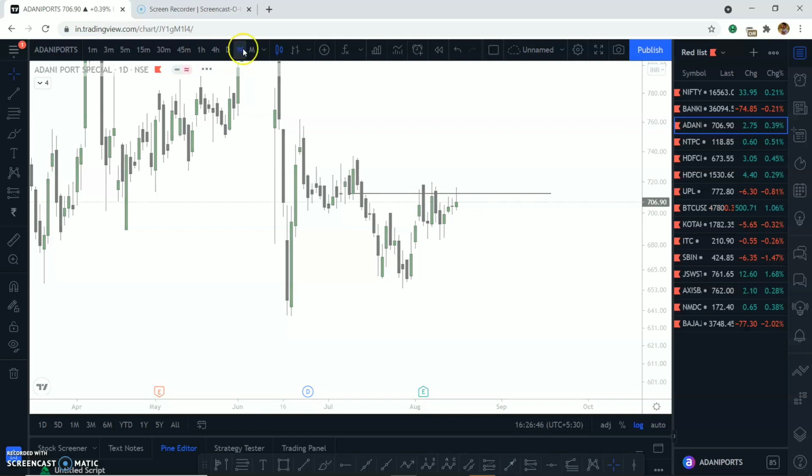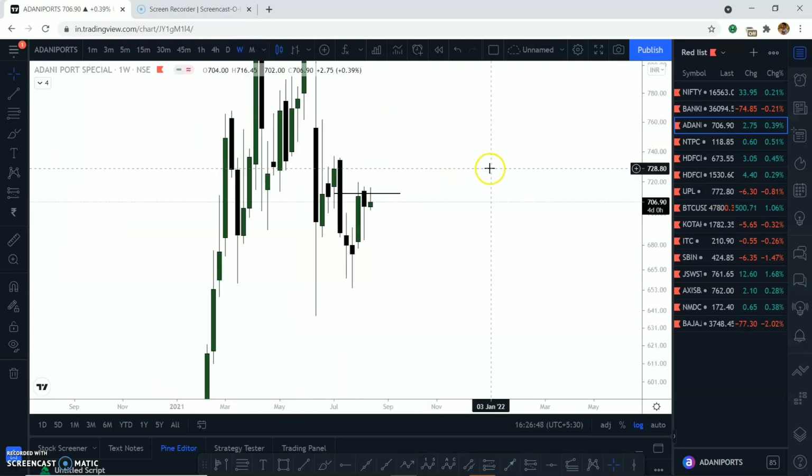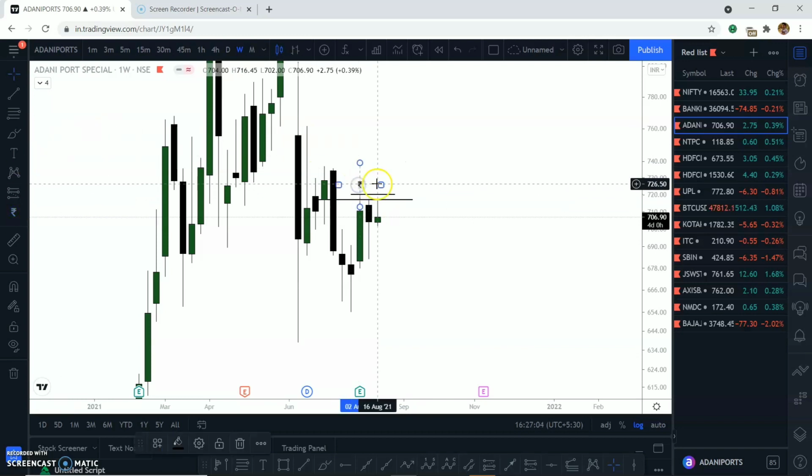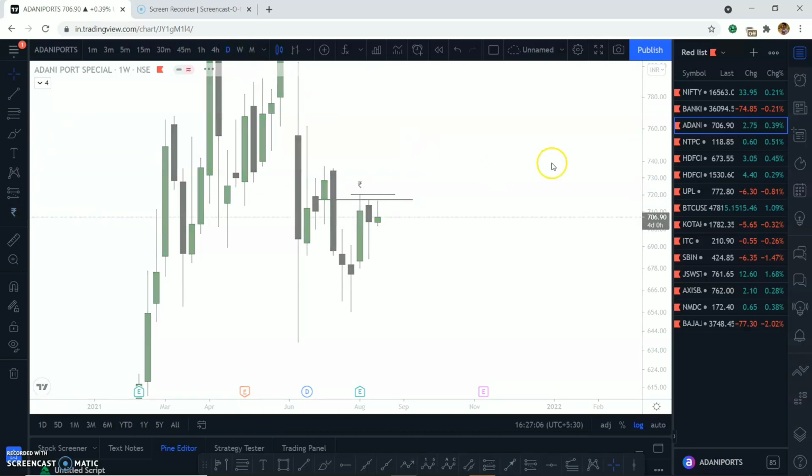I'll go to the weekly time frame and I'll mark the weekly candle's high. All right, so this is where we have, okay, so you can consider this high as well. This is the weekly order block, and this candle itself is my weekly high. All right, so the weekly high has liquidity above it. This candle has liquidity above it. Let's go to the daily time frame now.